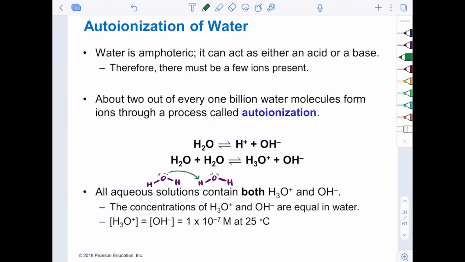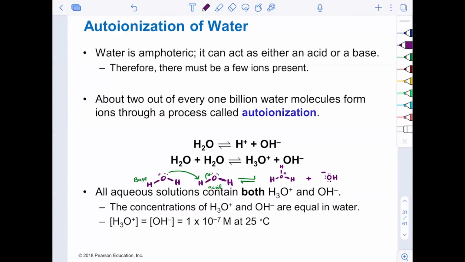A base will come and use its lone pairs to pick up a proton on the acid. The covalent bond between that proton and the rest of the acid, namely here the oxygen, will break and become a lone pair on the conjugate. The base becomes the conjugate acid, H3O plus, or hydronium, and the acid becomes the conjugate base, or hydroxide.